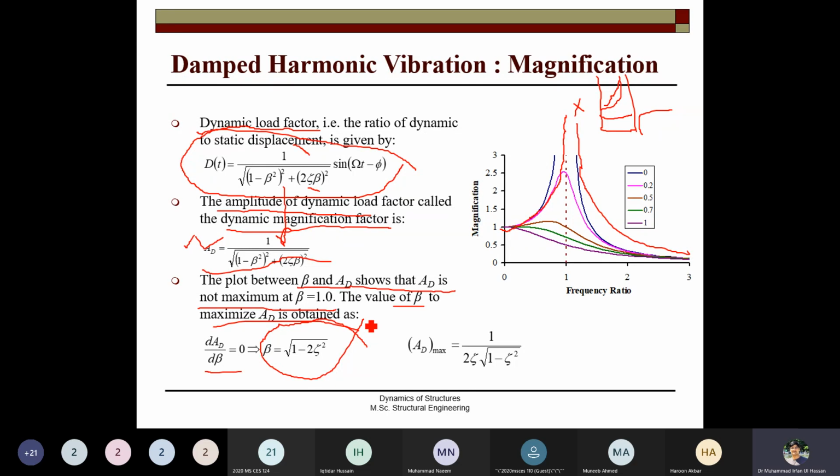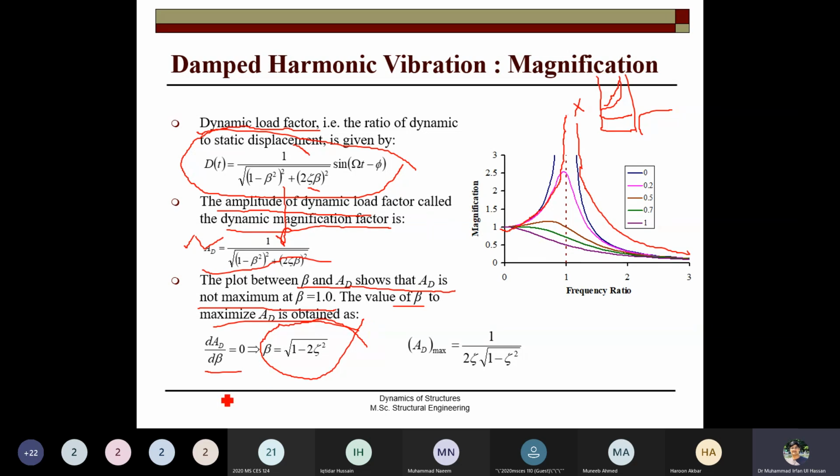See, 1 minus 2 into zeta square under the root, if zeta is 0.1, how much will the value of beta be? It is 0.99. So at 0.1 you get 0.99, and if you have 0.2, you get 0.96. If 0.2 is the damping ratio, then at 0.96 value of the frequency ratio, you get the peak response.